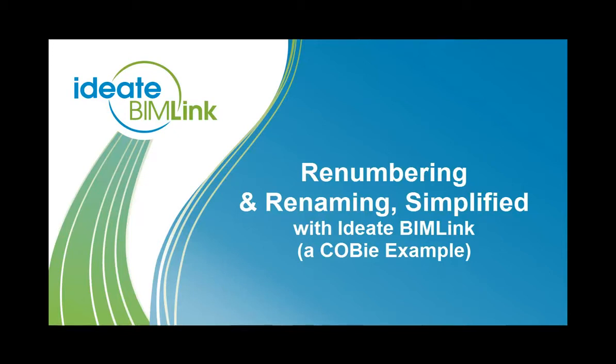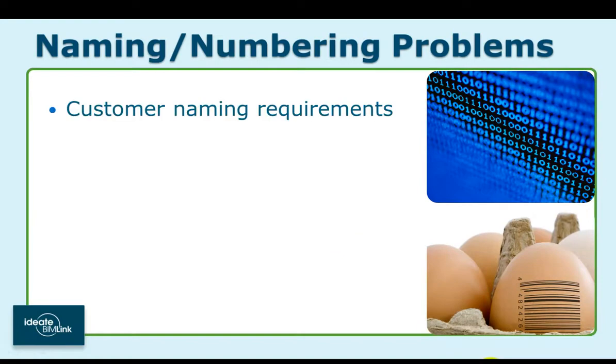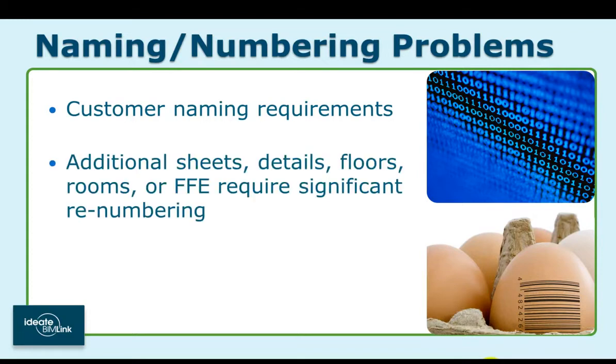In this video, we'll take a look at one of the more tedious and labor-intensive BIM tasks confronting architects and engineers, the act of renumbering or renaming elements. One common example of this problem is customer naming requirements. We've had customers who require that all the system families, for example, are prefixed with their company name. Likewise, even simple design changes can set off a chain reaction that requires significant renumbering of details, views, or equipment.